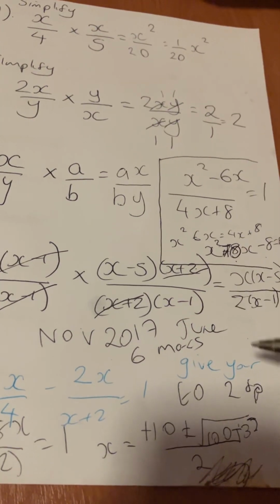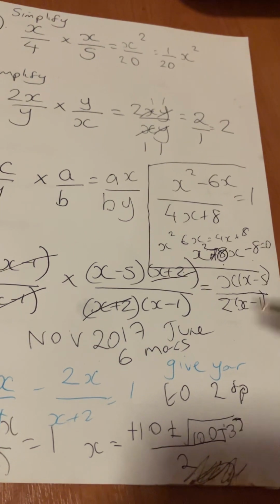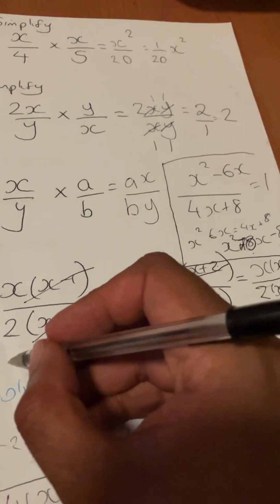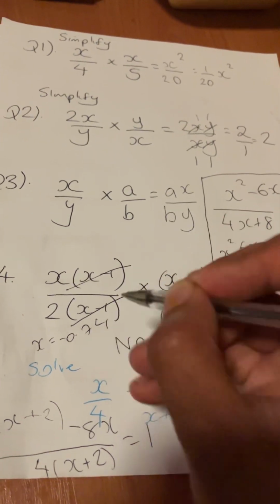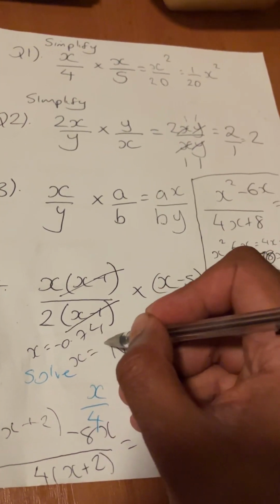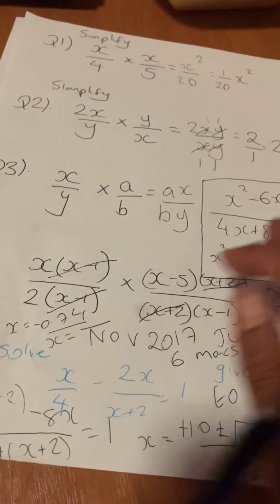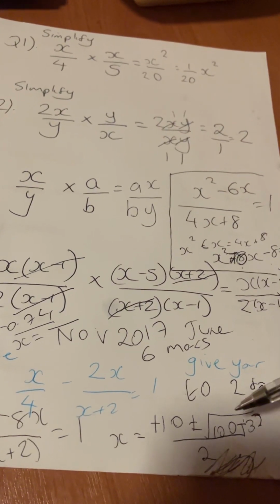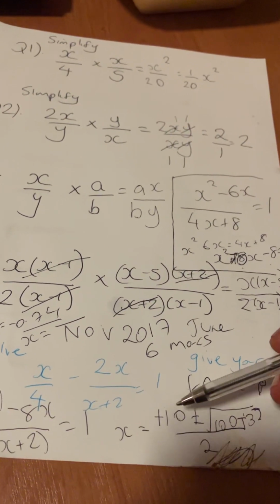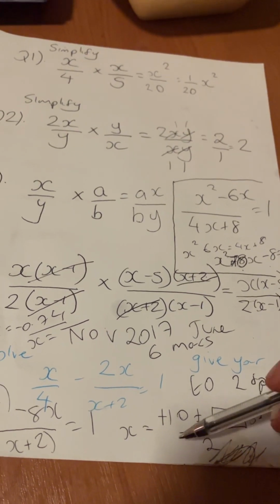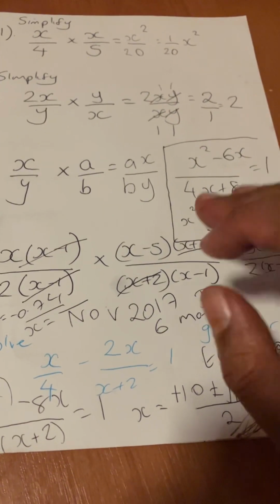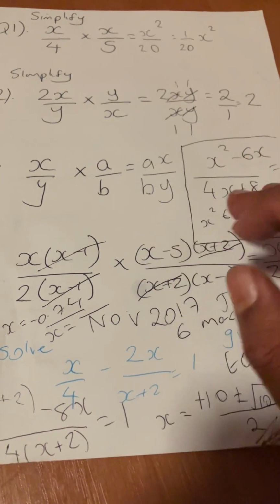Put this into my calculator, and then I will get two solutions here. So I think you'll get x is equal to minus 0.74, and then the other one is here. But if you put it into your calculator, you get 2 solutions, because I've got a plus and minus here. So your solution is x is equal to 10 plus or minus the square root of 132 all over 2. So pin that into your calculator, and then you'll get an answer, okay?